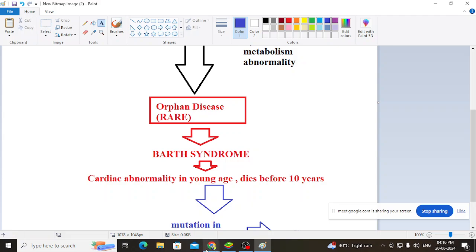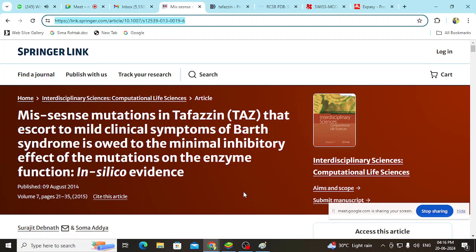In 2012-13, we undertook this particular study, where our objective was to identify why this disease takes place and whether any supportive therapy can be identified. See the topic. The topic is: missense mutations in tafazzin that escort to mild clinical symptoms of Barth syndrome is owed to the minimal inhibitory effect of the mutations on the enzyme function: in silico evidence.